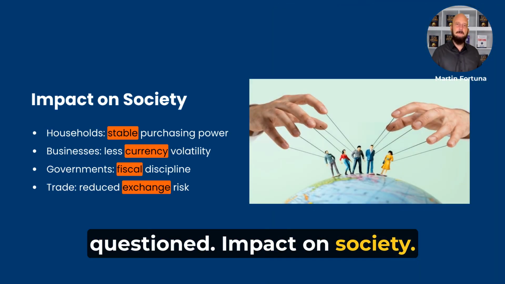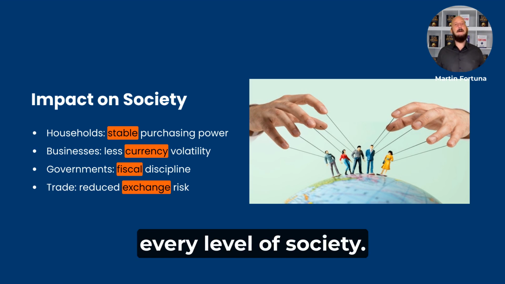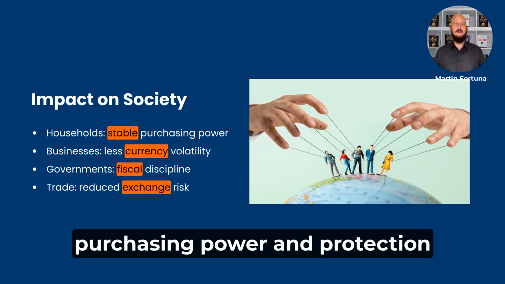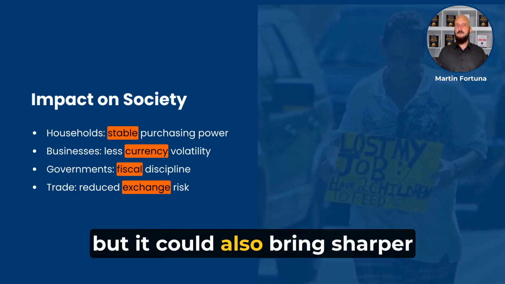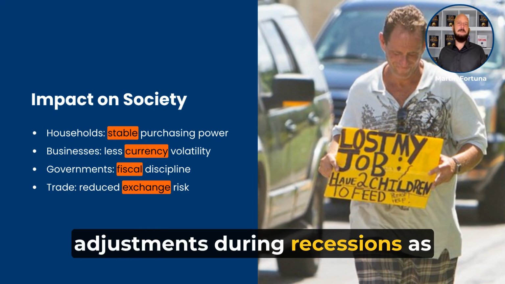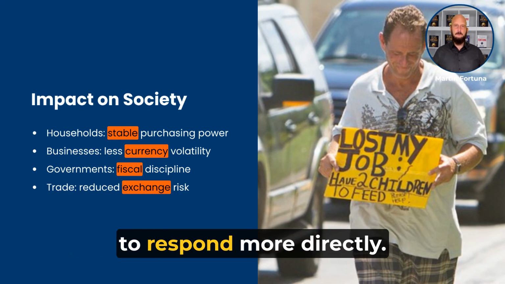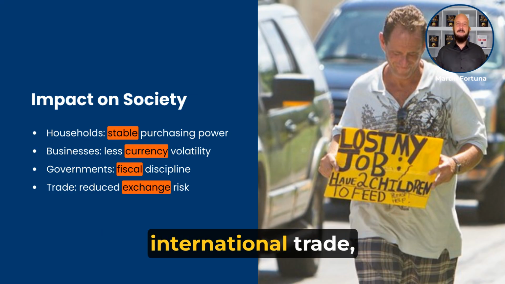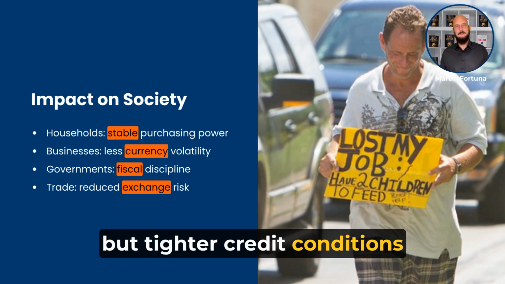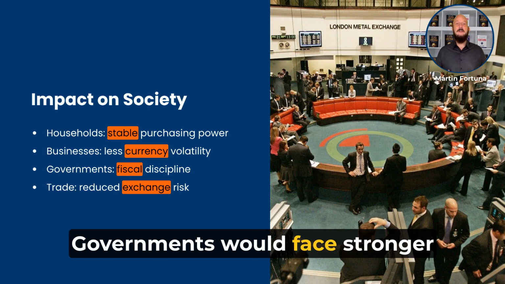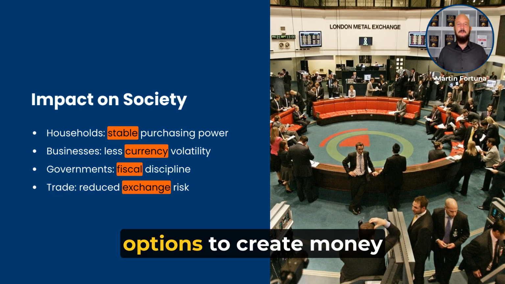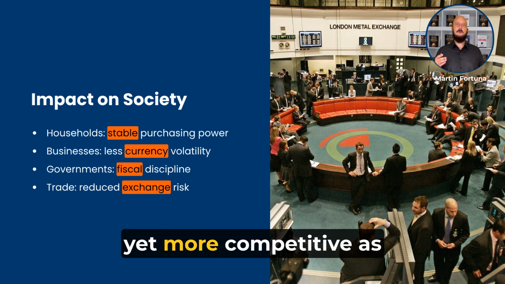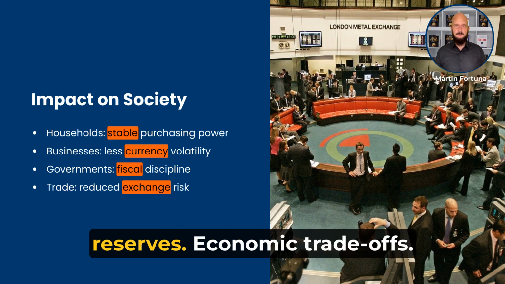Impact on society. A gold-based system would affect every level of society. For households, it could mean stronger long-term purchasing power and protection against inflation. But it could also bring sharper adjustments during recessions, as prices and wages would need to respond more directly. For businesses, reduced currency volatility could improve planning and international trade, but tighter credit conditions might limit expansion. Governments would face stronger fiscal discipline, with fewer options to create money during emergencies. And global trade could become more stable, yet more competitive, as countries manage physical reserves.